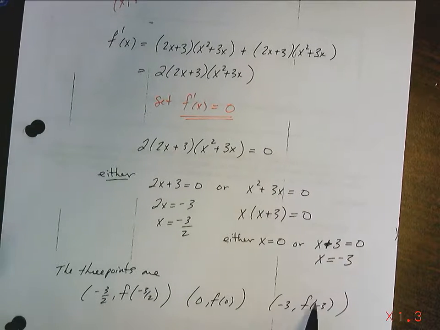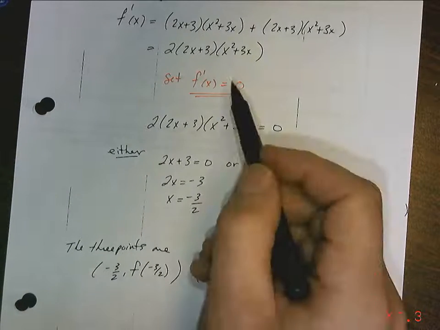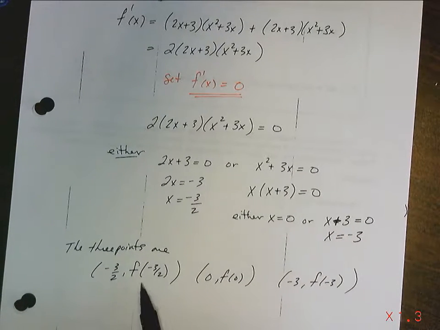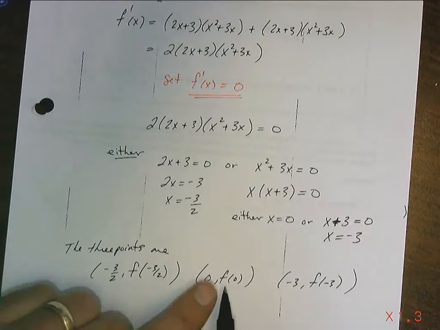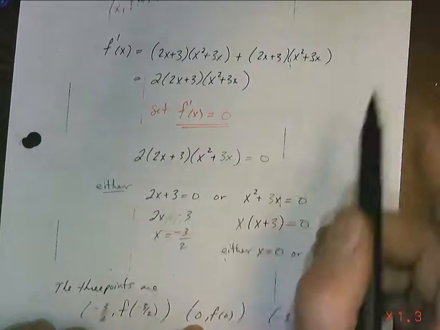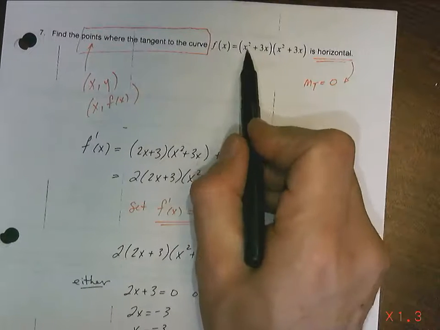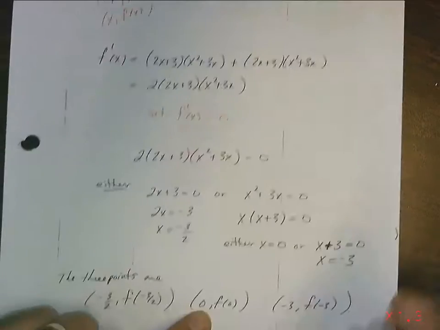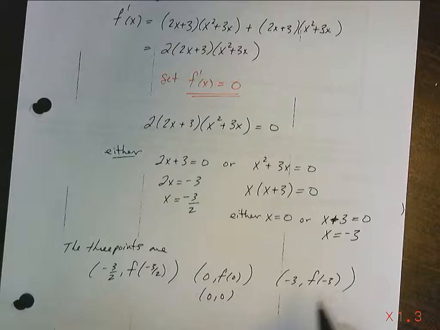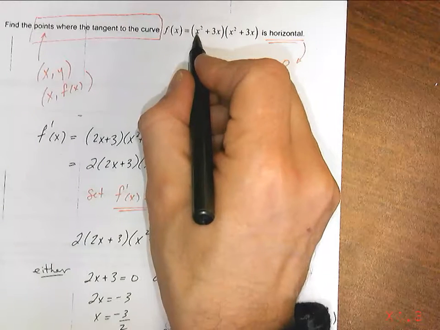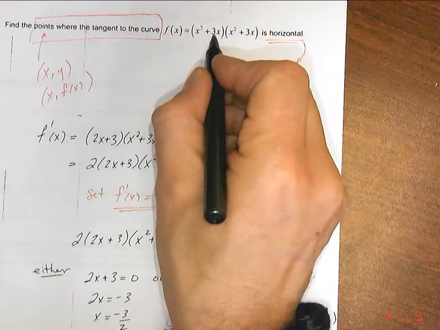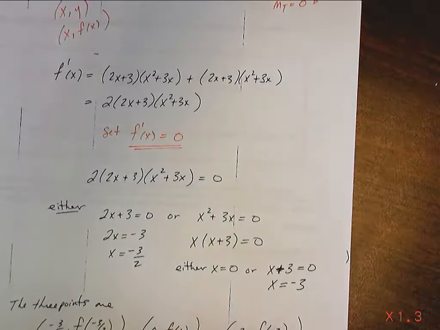Now notice I don't put it into the derivative. If I was to put these values into the derivative function, I should get 0. Now it has to go into the original function. And that's going to take a little bit of work for this one. I'll do that in just a minute. This one's going to be fairly easy. Let's take a look at the original function. If I put in 0, it looks like it's going to be 0, 0. If I put in negative 3, it's going to be 9, take away 9, which is 0. So that's going to be 0.